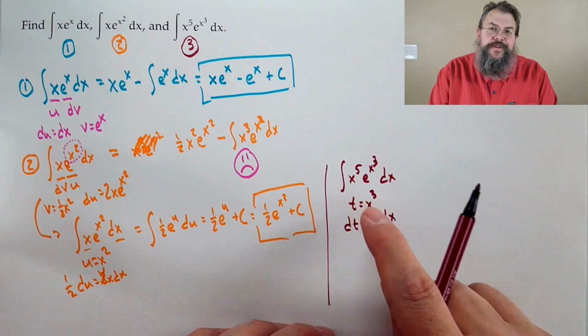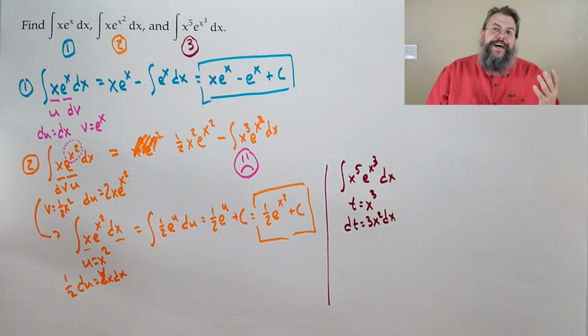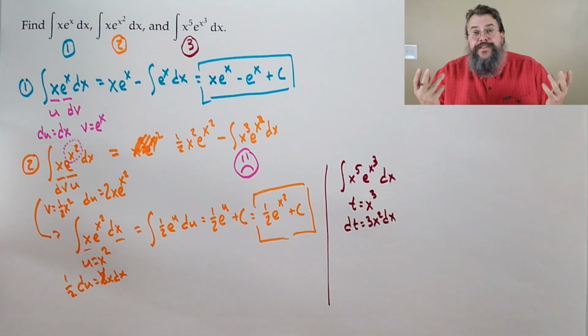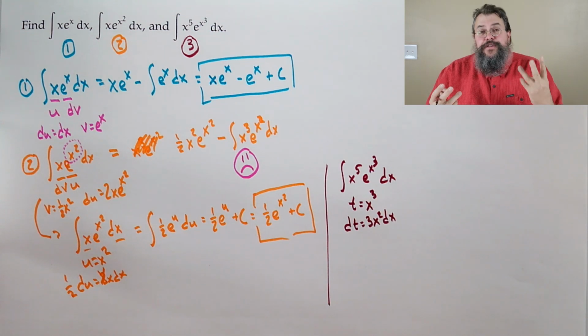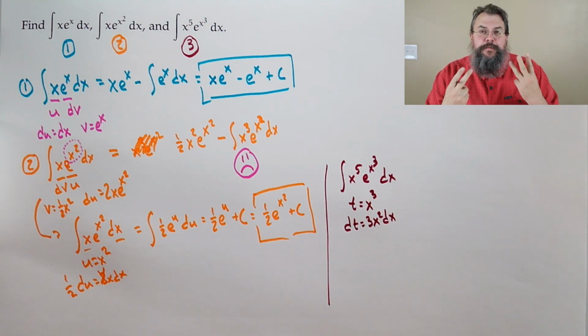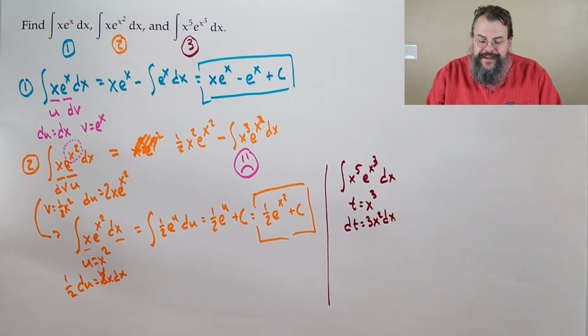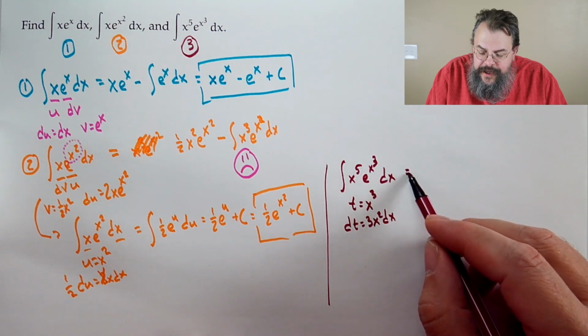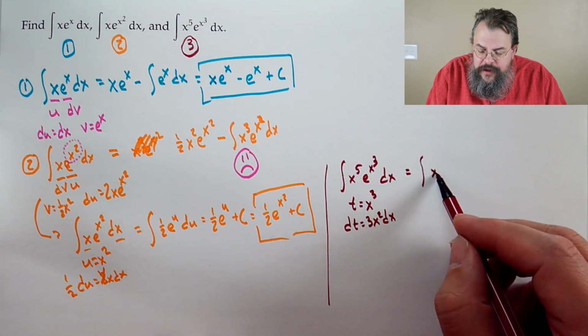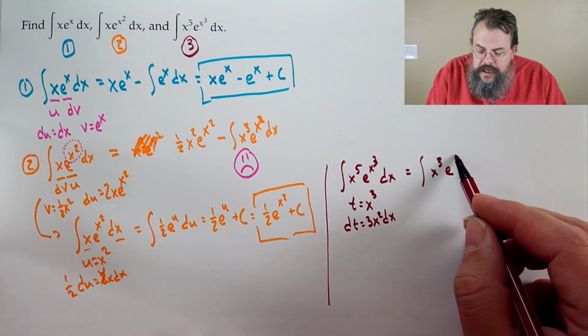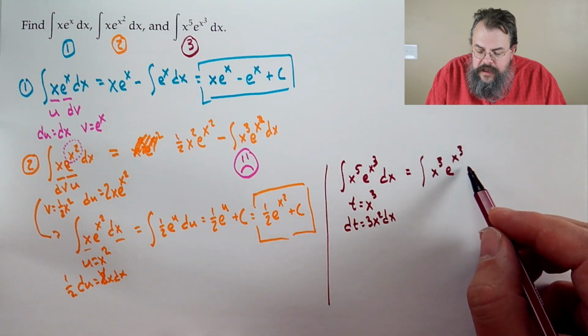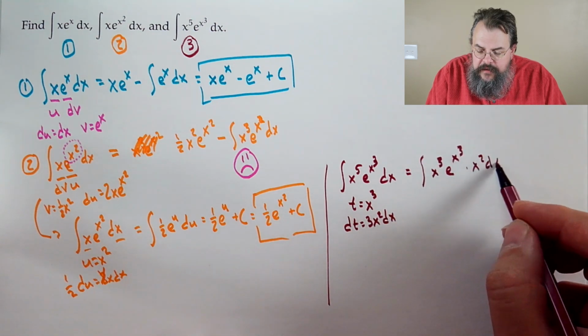And I say, so close. We have x to the 5th, which has 2 x's, but then there's 3 more. We have 2 for the x squared, but how do we handle the x cubed? And then we're like, oh, wait. Really, we can think of this in the following way. We can say, hey, this is really x cubed, e to the x cubed, and then an x squared dx.